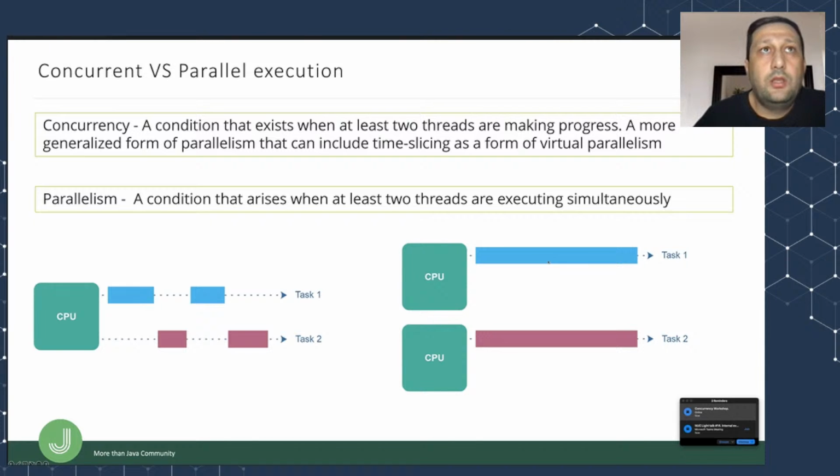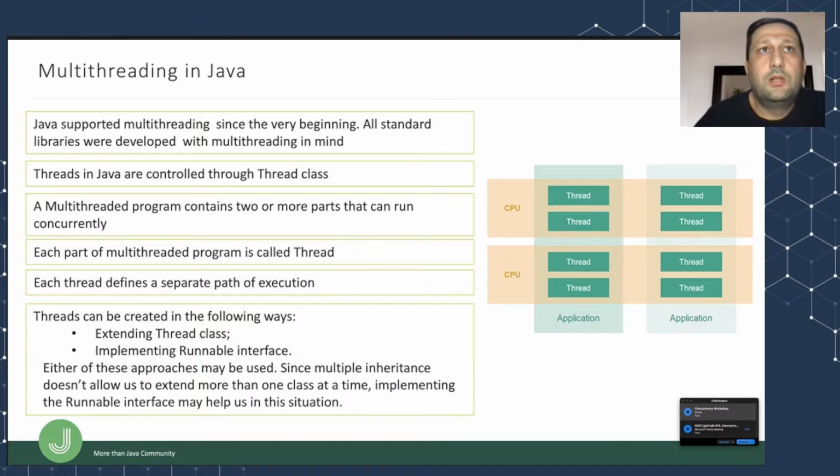Well, Java has supported multithreading since the very beginning. All standard libraries were developed with multithreading in mind. Threads in Java are controlled through the Thread class, and a multithreaded program contains two or more parts that can run concurrently. Each part is called a thread. Each thread defines a separate path of execution.